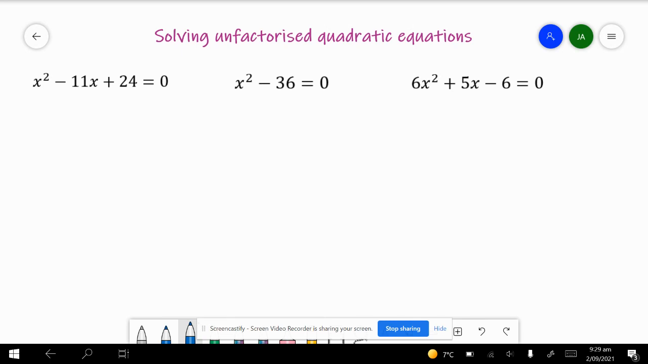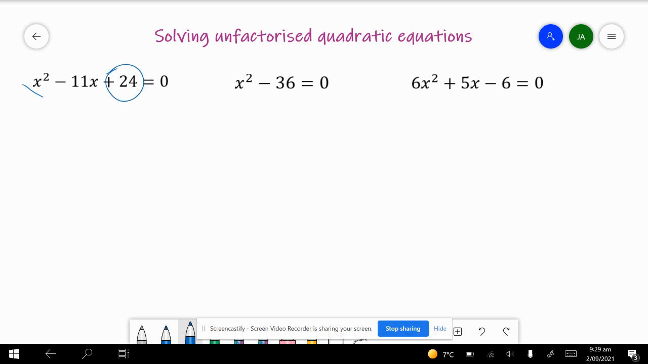So here I'm doing solving unfactorised quadratic equations. To solve a quadratic equation, remember it always has to equal 0, which these ones all are. So all we need to do is factorise it. So we've got two sets of brackets. Okay, so let's look at the first one. We've just got x squared.